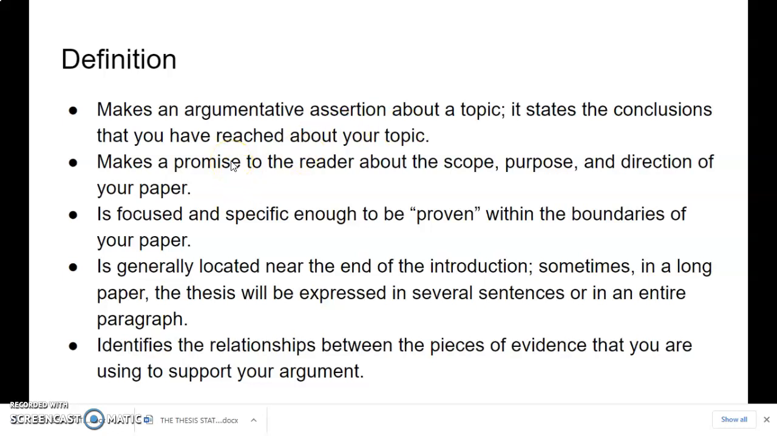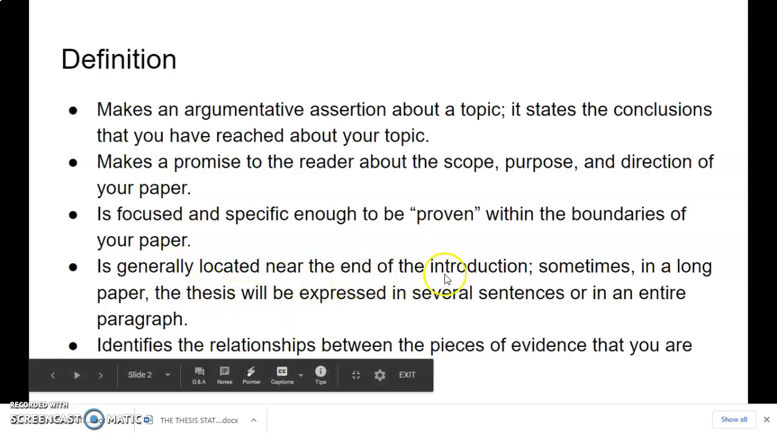I promise I'm going to talk about this, and these are the reasons how I'm going to back up my statement. It's focused. You're not going to say "assisted suicide should be banned" or whatever. Because why? We want to know why. The reader wants to know how we're going to be going with this.